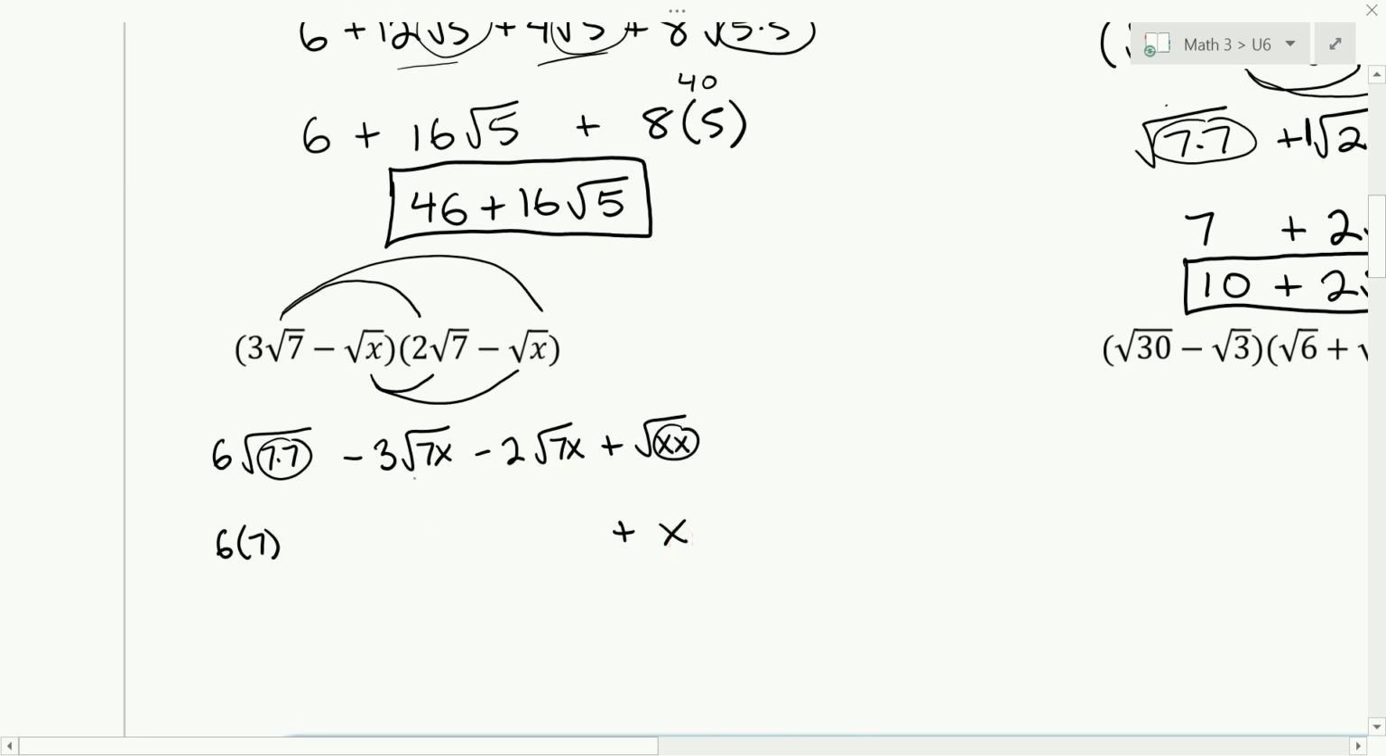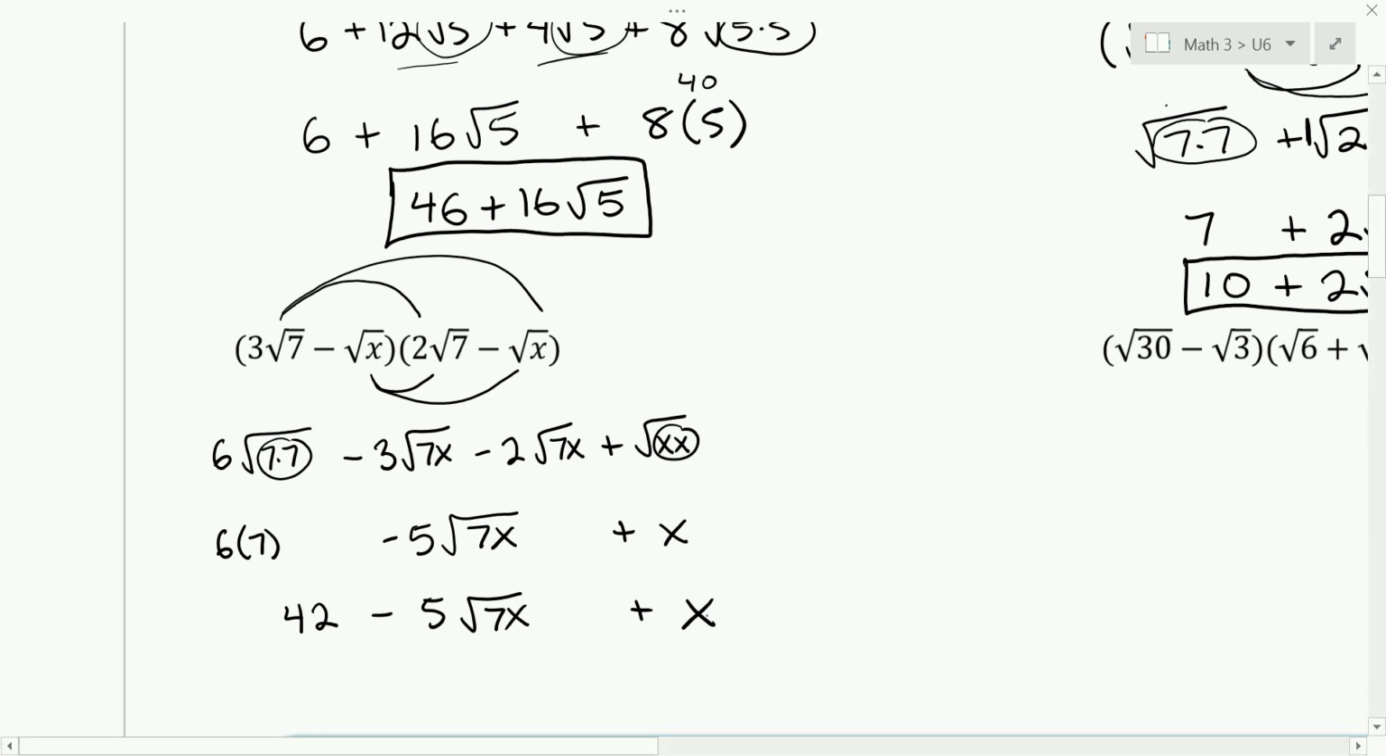And then the middle two terms are like terms, so we can add them or subtract them. So negative 3, negative 2 gives you negative 5, square root 7x. And 6 times 7 is 42. So we have 42 minus 5 root 7x plus x. Is there anything else we can do? Do we need an absolute value around the x? Or not?